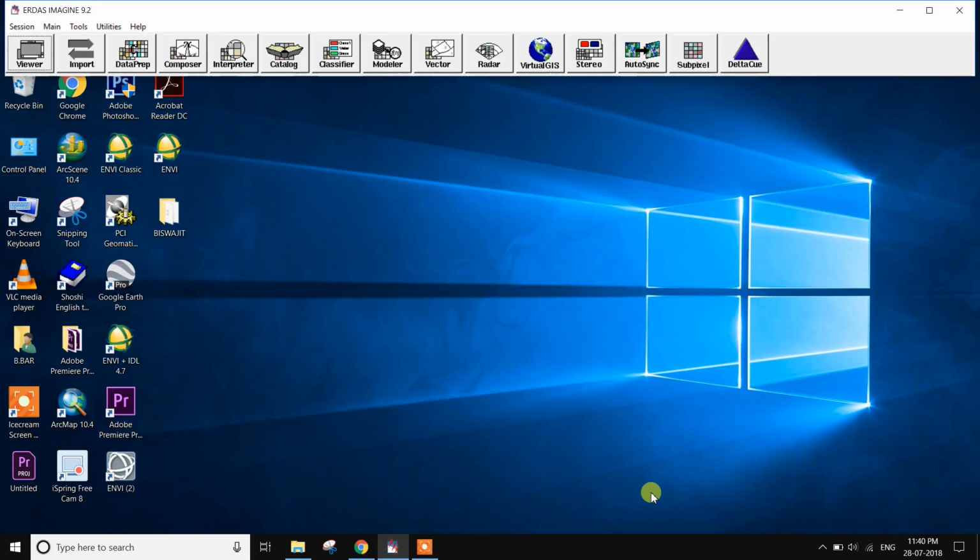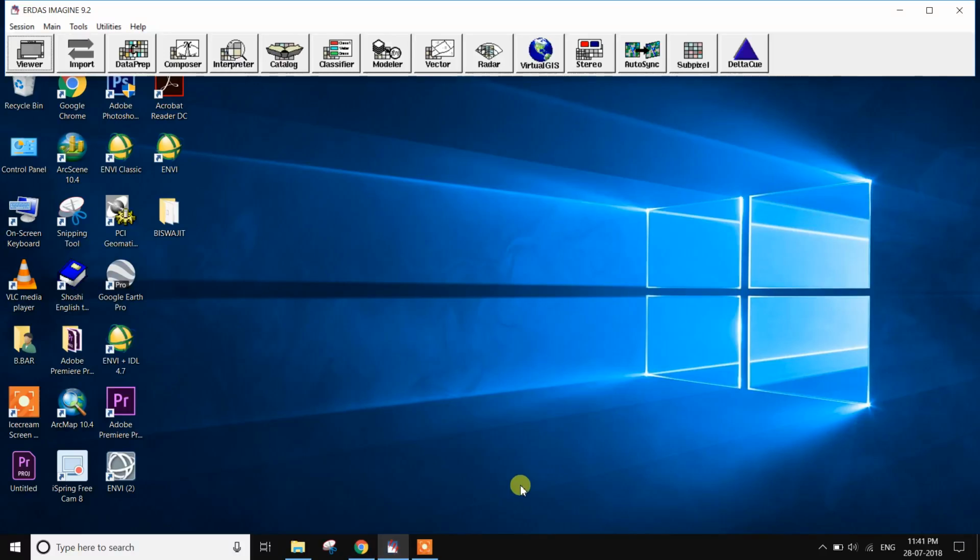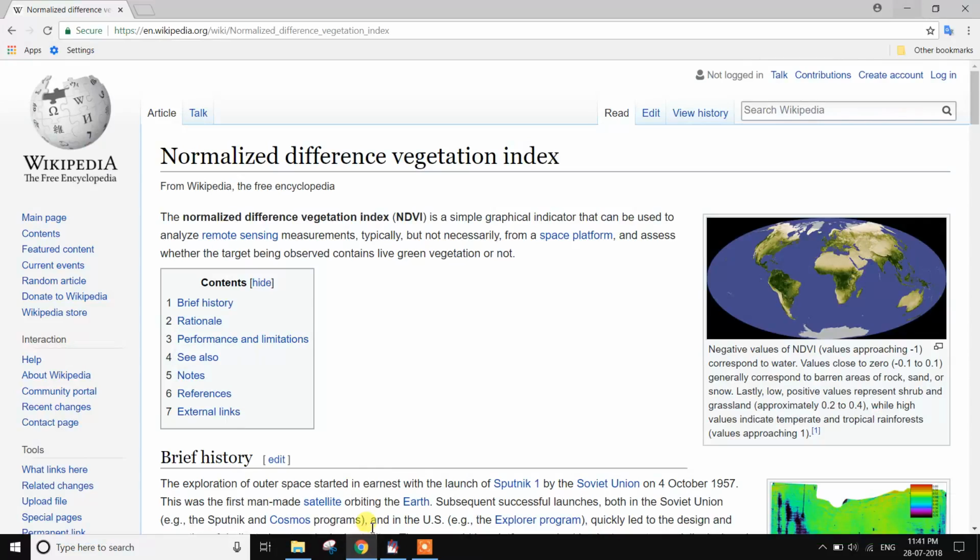Today I will discuss NDVI, the Normalized Difference Vegetation Index, how to apply it to a particular satellite image and what it tells us about vegetation properties or health. At first, what is the Normalized Difference Vegetation Index? The Normalized Difference Vegetation Index is a simple graphical indicator that can be used to analyze remote sensing measurements.